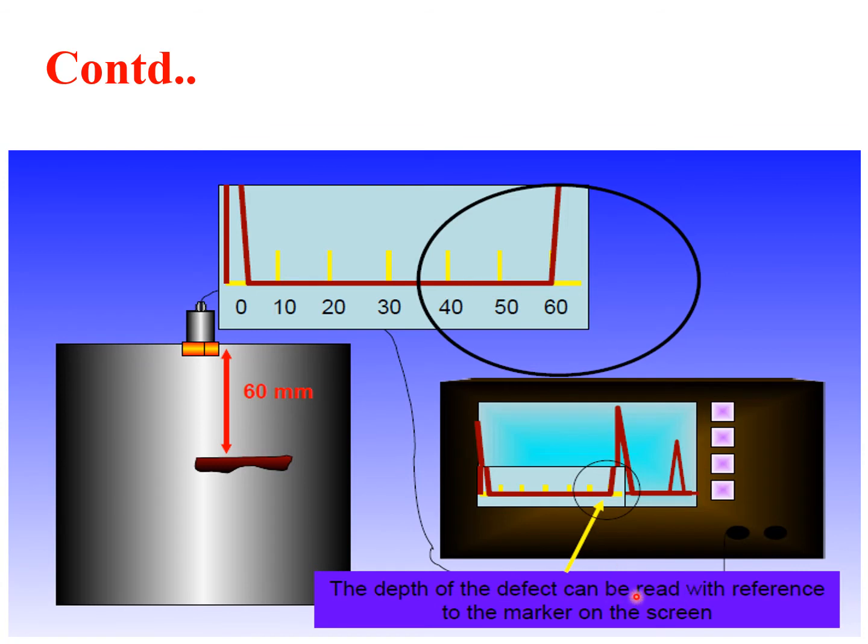Now, the depth of the defect can also be read with reference to the depth marker, that is this portion. This portion represents the depth, that is, it is reflected off the yellow line. From the yellow line we can indicate the depth of the defect, that is, whatever the defect depth is from the surface, we can find out from the reading on the x-axis.